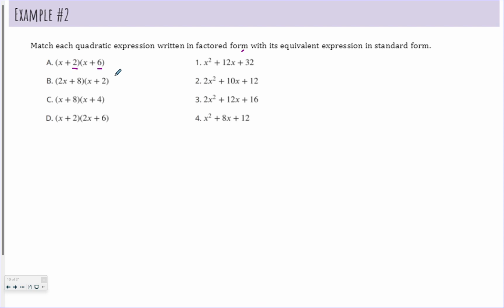these last constants together. So 2 times 6 is 12. So that one's either going to match 2 or 4, because 2 times 6 is the only way you're going to get that 12. 8 and 2, well, 8 times 2 is 16, right? So that's got to match there. 8 times 4 is 32. Oh, wait, we got a 32. So now this one also must be 2 and 4.